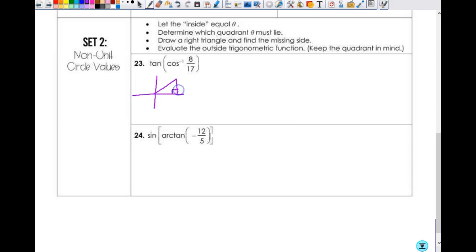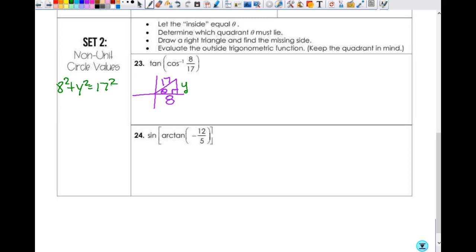Okay, so my cosine is adjacent over hypotenuse, so 8 over 17. This is my theta, right? So then I have to find this y value. How am I going to do that? Pythagorean Theorem, because we don't have a calculator to do the trig. So 8 squared plus y squared equals 17 squared. What's 17 squared?